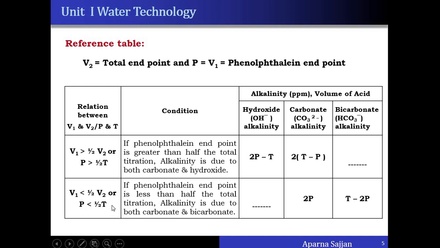In the last case, if V1 is less than half of V2, means P is less than half of total, it indicates that phenolphthalein endpoint is less than the methyl orange endpoint. In that case, the alkalinities present are carbonate and bicarbonate, and the volume of acid is calculated by using 2P for carbonate and T minus 2P, total minus 2P for bicarbonate.